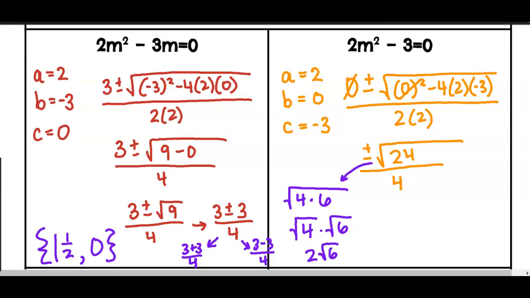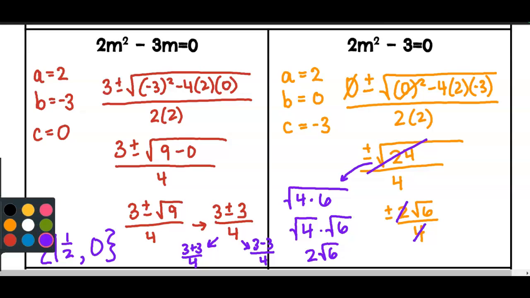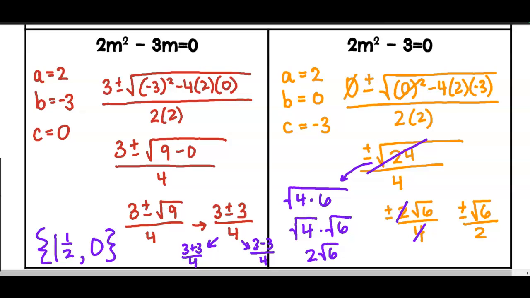So then our answer becomes, instead of 24, we're going to replace that numerator with 2 square root 6 over 4. Then we're going to simplify that. So 2 and 4 can both be divided by 2. So divide by 2, divide by 2. So now you get plus or minus square root of 6 over 2, which is an ugly answer. It's irrational, but no problem. So square root of 6 over 2 and negative square root of 6 over 2. If you want to change those to decimals, you can, but it's not necessary in this problem. Okay.